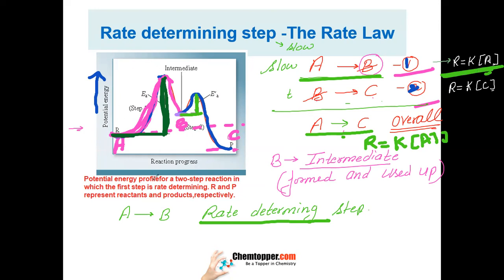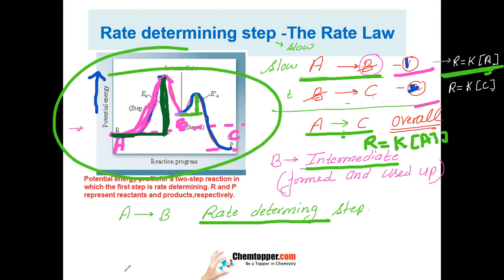So in this slide, you have understood the meaning of an energy profile, what an intermediate is, and how to determine the rate law. The rate law is determined from the slow step. You also learned how to use the energy profile to identify the slow step. Children, are you getting it? Okay, I'm going to clear it.